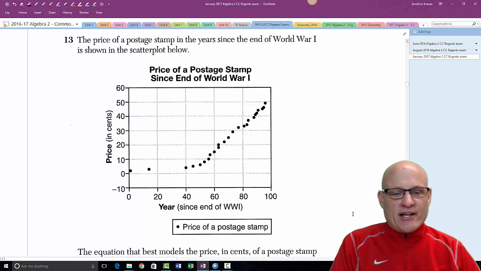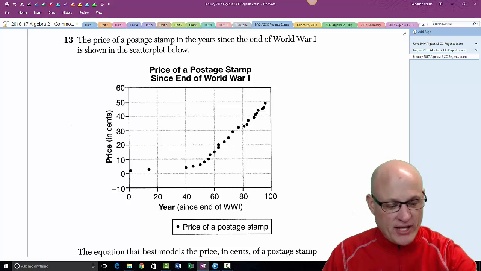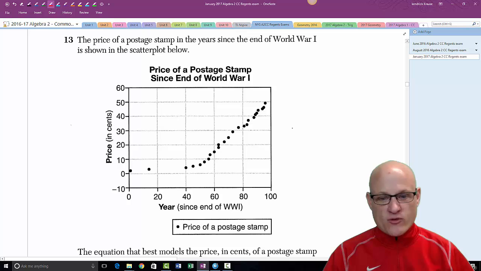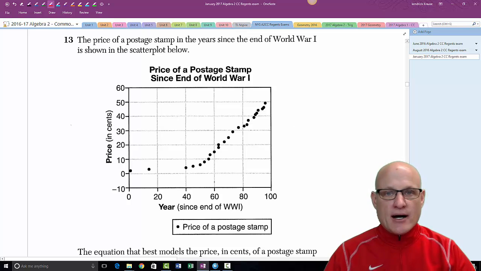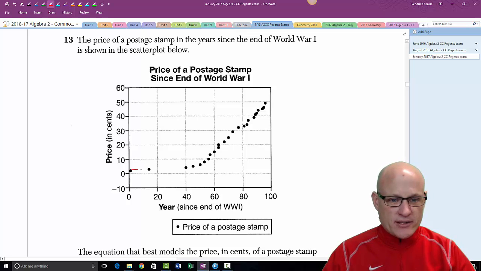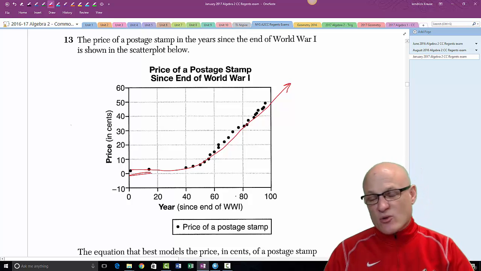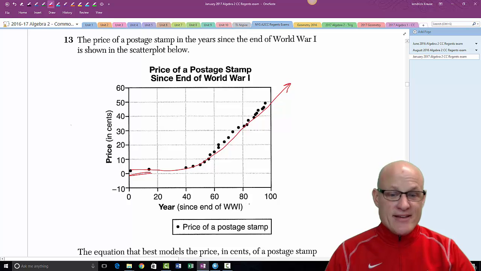Okay, so the question says, here is the data for a postage stamp, the price of a postage stamp over a 100-year span. And if you drew this, you get this. Now, because of the way I had to draw this, this would have exponential growth because of the way I drew it.